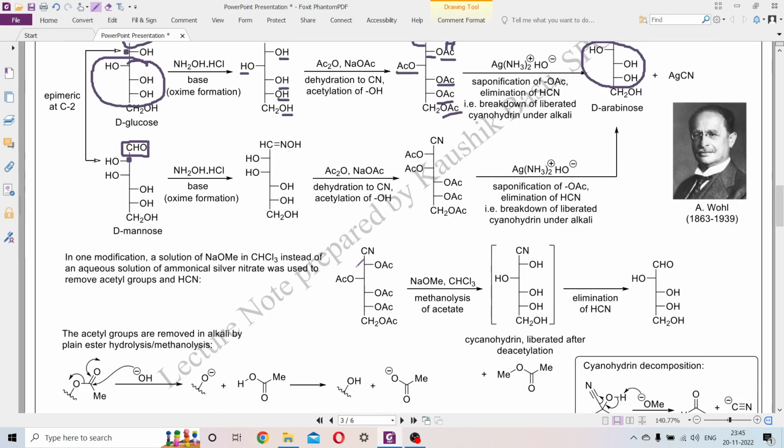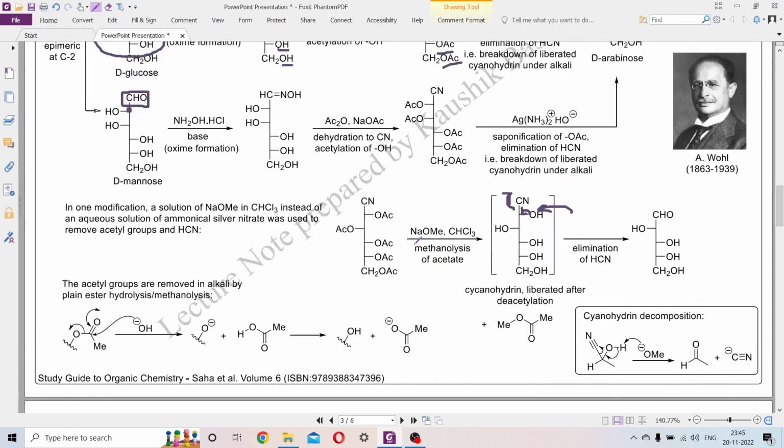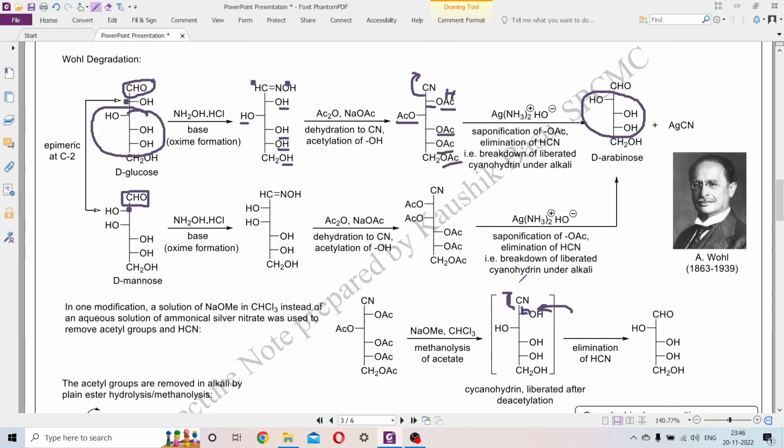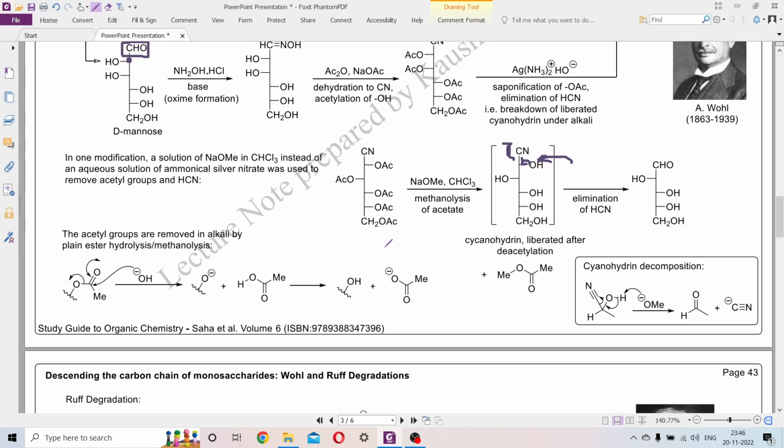You can do this reaction with sodium methoxide in chloroform, that is the methanolysis of acetate. In that case, the OMe minus will attack the acetyl group and liberate not acetic acid but methyl acetate. But again, the cyanohydrin will be revealed and sodium methoxide will pick up this proton, and then the carbon oxygen double bond will form and cyanide will leave, and elimination of HCN will lead to the formation of the corresponding arabinose. So that's the Wohl degradation, and this is named after Alexander Wohl.